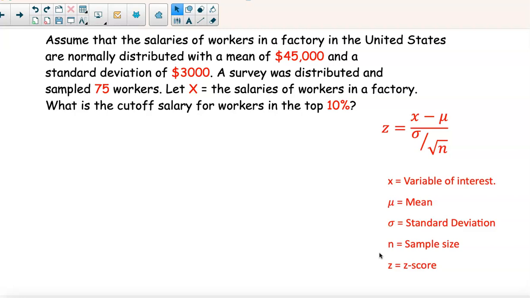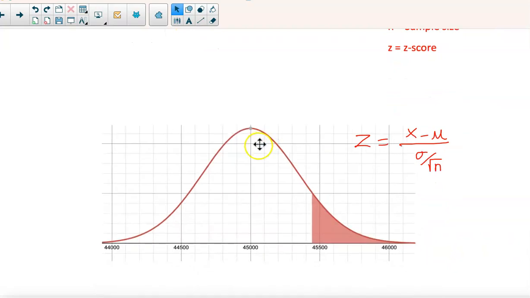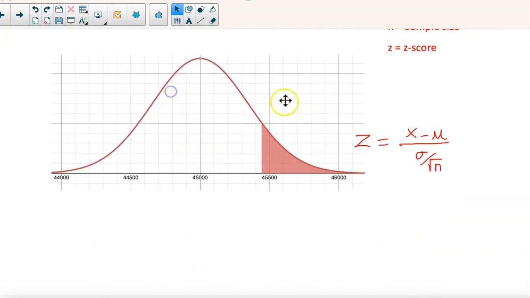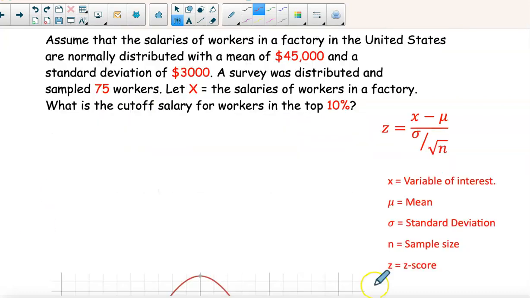Alright. So let me also show you a visual. We are looking for this number over here, like at this point, what is the salary? From here, everybody on the right side, you have the top 10 percentile, right? So that's what you are looking for.